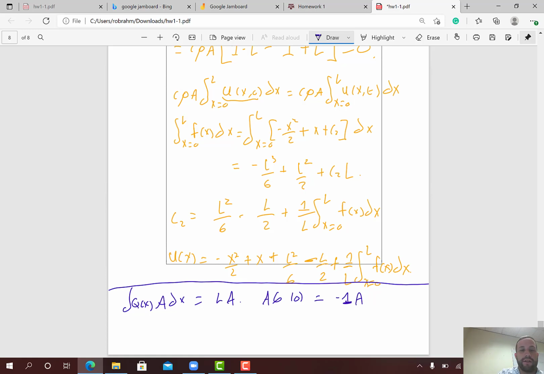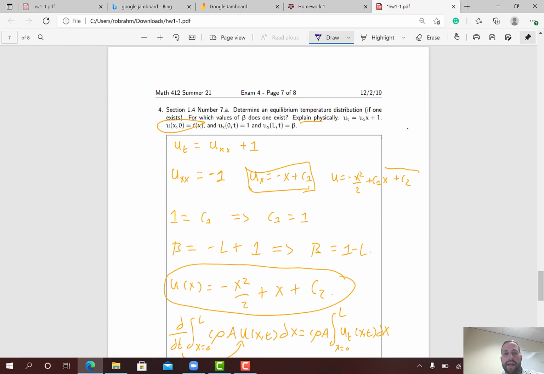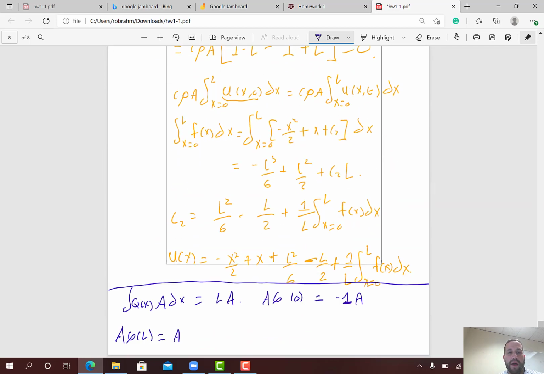And similarly, if I look at the boundary condition at L, I have A times phi of L is going to be equal to A. Well, phi of L is just equal to minus u_x. u_x is equal to beta. Beta is 1 minus L. So this is L minus 1. Okay, now let's just consider the case first where L is bigger than 1.